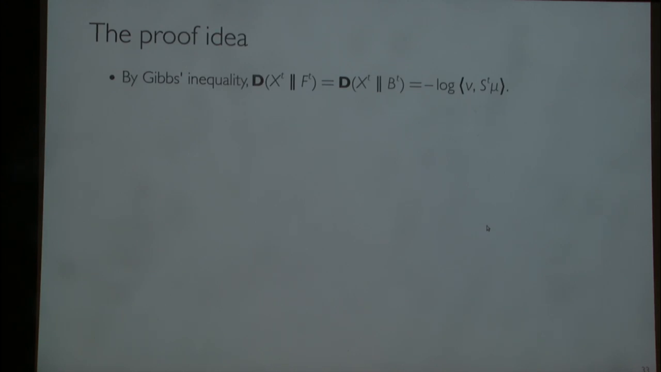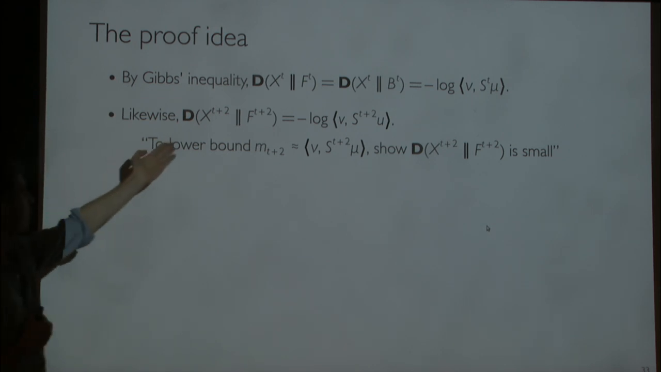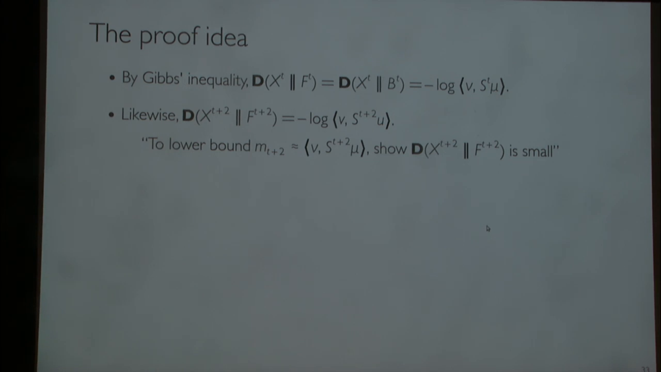OK. So now I'll try to give a general outline. So by Gibbs inequality, we know how much Xt diverges from Ft, because Xt was obtained by taking it and conditioning on an event, which is the hitting of state B. And we know what the probability of it is exactly. So we know this. And likewise, now we recall that we want to make a statement about longer, two-step longer walks, Mt plus 2. Now, if I define Xt plus 2 as the same thing happening over two steps longer, again, by Gibbs inequality, I have this already calculated for me.